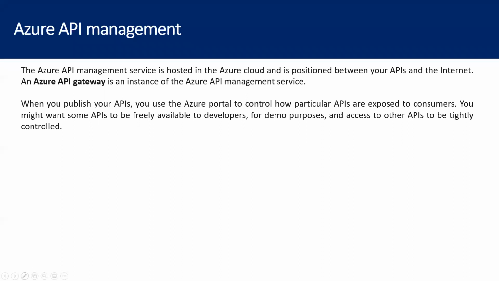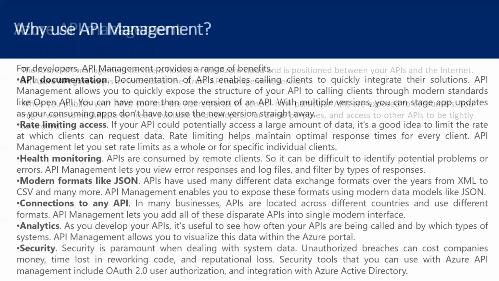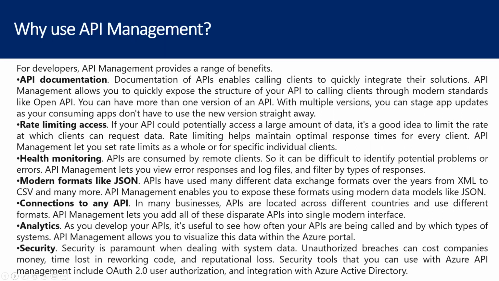Okay, so I already explained what API management is and why it is useful: for having the API documentation, limiting the access, health monitoring of that particular API, how many people are consuming it, what the status of that API is, whether they are able to get data, or converting your data into JSON format. Like you may have a relational table or XML format which you want to expose as JSON, a modern format, so it supports conversion and connecting to any API.